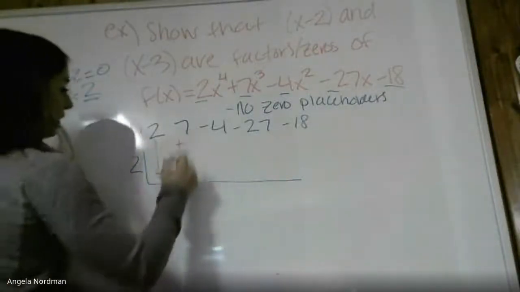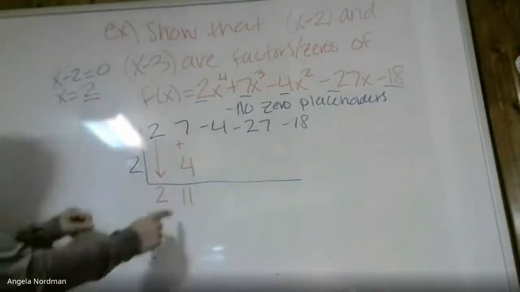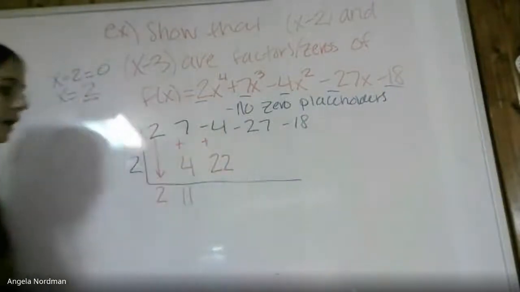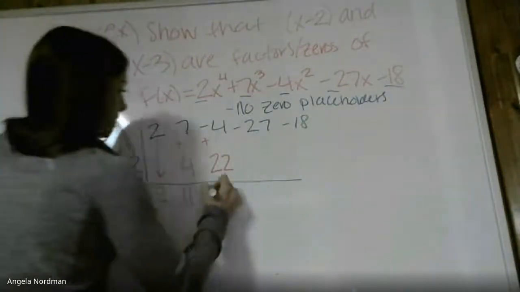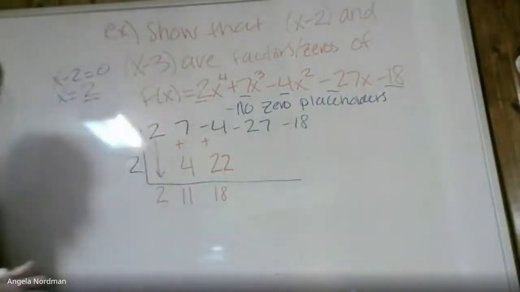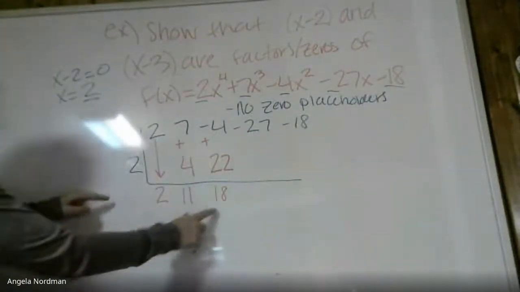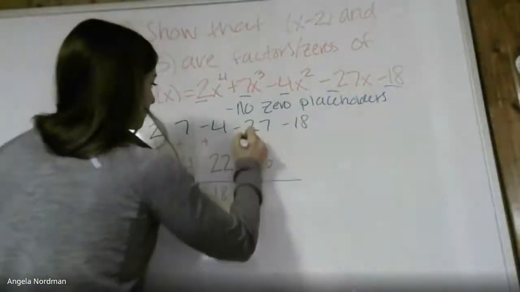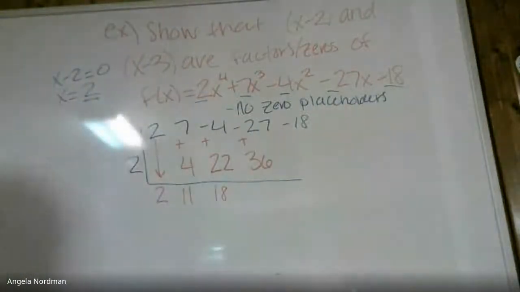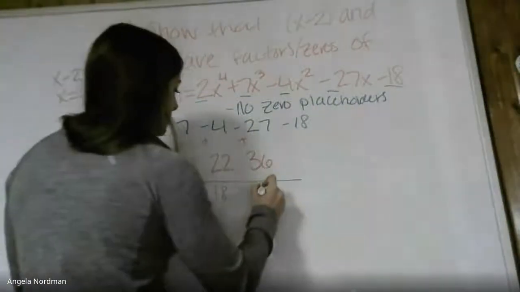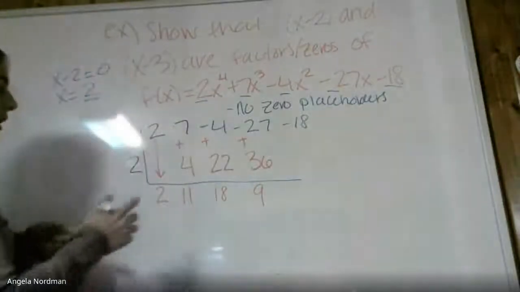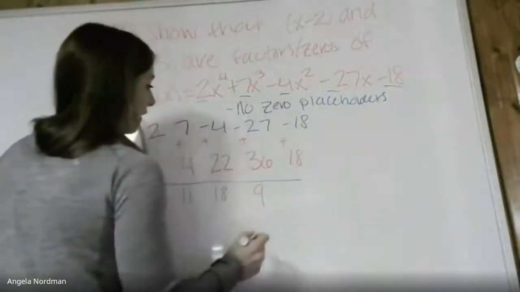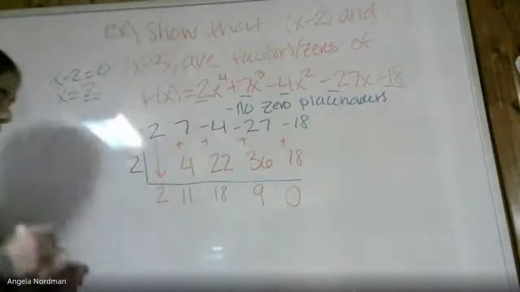I go ahead and I add these two up. I get 11. Again, 11 times 2, 22, goes right there. And I go ahead and I add those up. Negative 4 plus 22 gives me 18. Then again, I multiply 18 times 2 to get 36. And I go and I add up negative 27 plus positive 36. This gets me to positive 9. Again, 9 times 2 is positive 18. I add that up and I get 0.